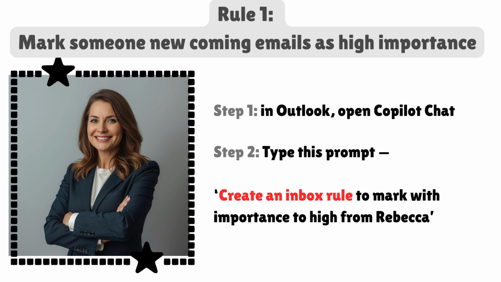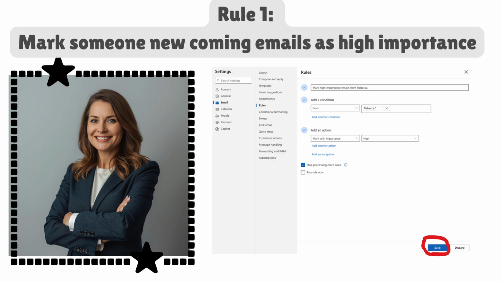Say Rebecca is your boss, and you want all new emails from her marked with importance set to high. Step 1. In Outlook, open Copilot chat. Step 2. Type this prompt. Create an inbox rule to mark with importance to high from Rebecca. Once you press enter, Copilot will generate the inbox rule for you.